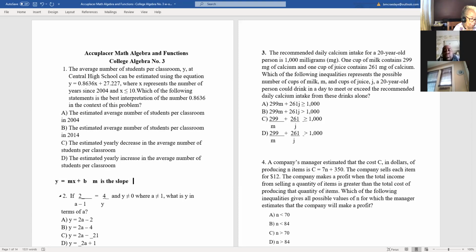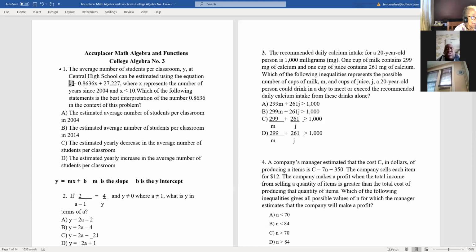What is b? The y-intercept. That's right. That's the value of y when x is 0, on the coordinate grid. Now, which means what is the slope in this equation? The slope is 0.8636. That's right.